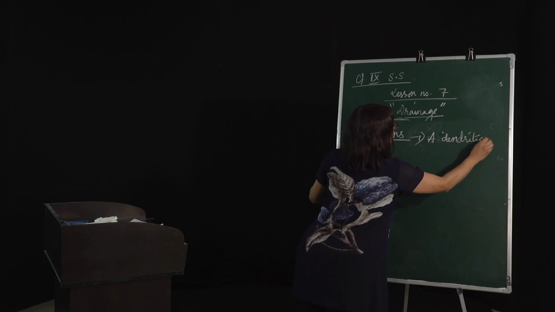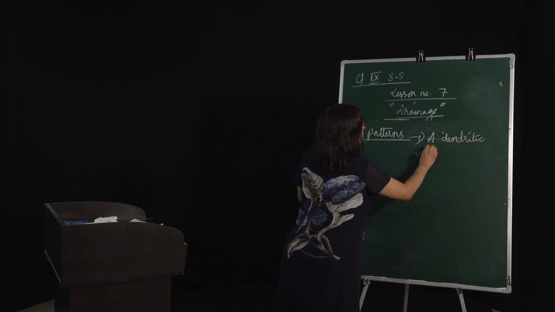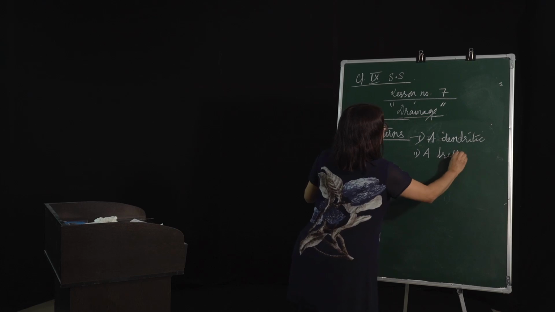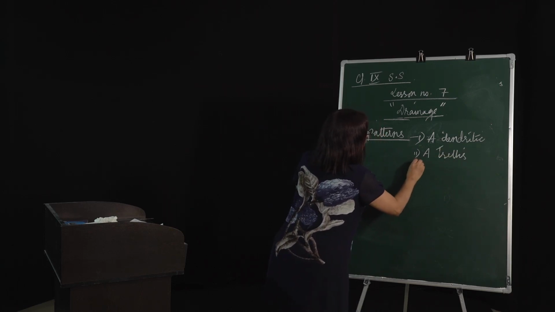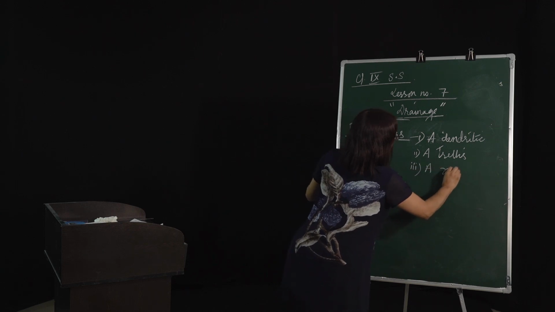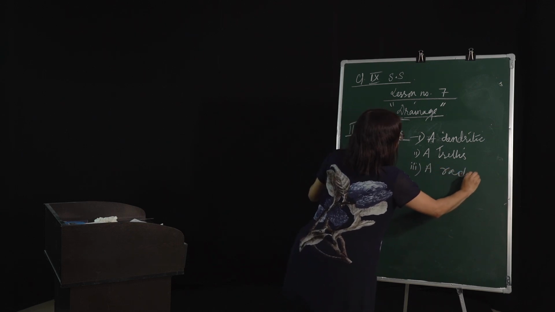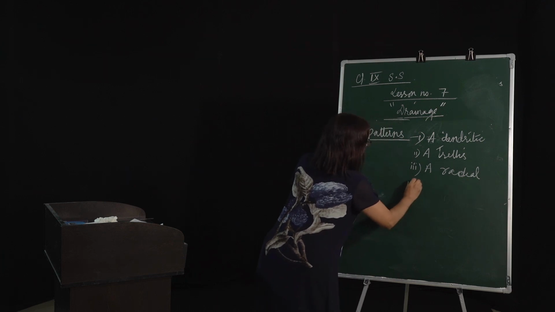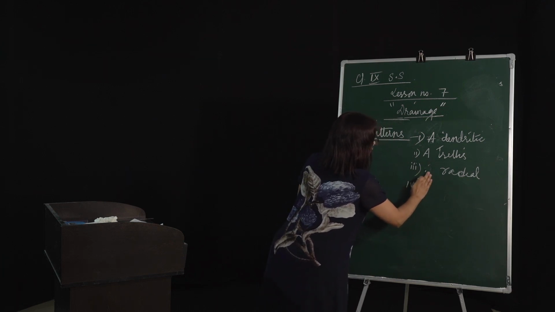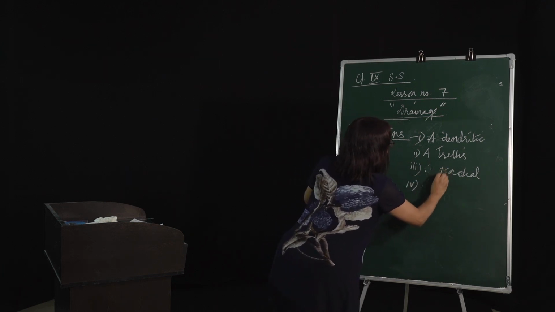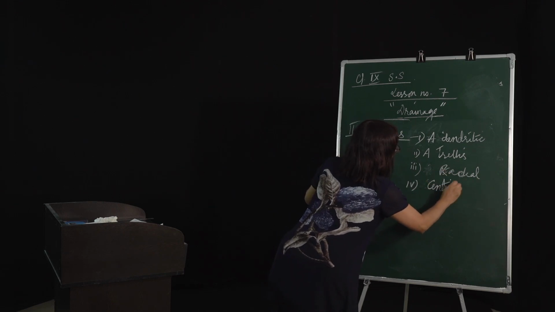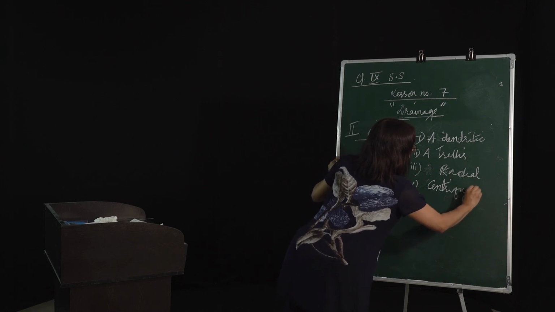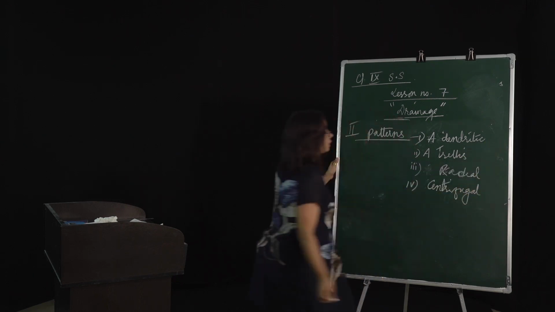Number two is a trellis pattern. Three is a radial pattern, and four is the centrifugal pattern. You can just write radial pattern, no A. I will not write pattern here in short.